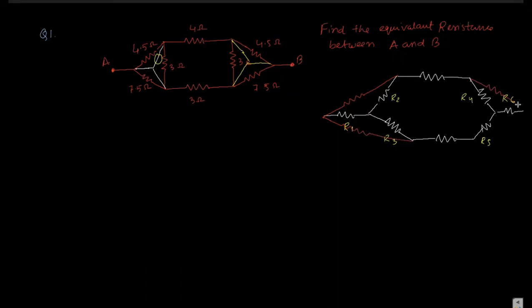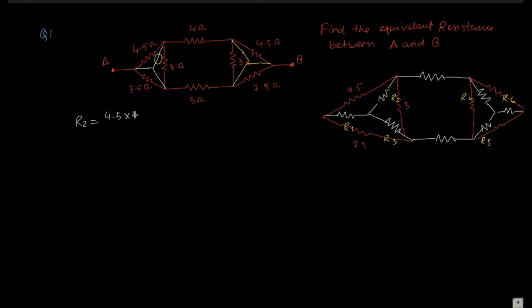The previous circuit was like this. Now convert this into the equivalent star circuit. So this is 4, this was 4.5, this was 3, this was 7.5. Now you consider R2. Is it understood? Yes, sir. Okay.